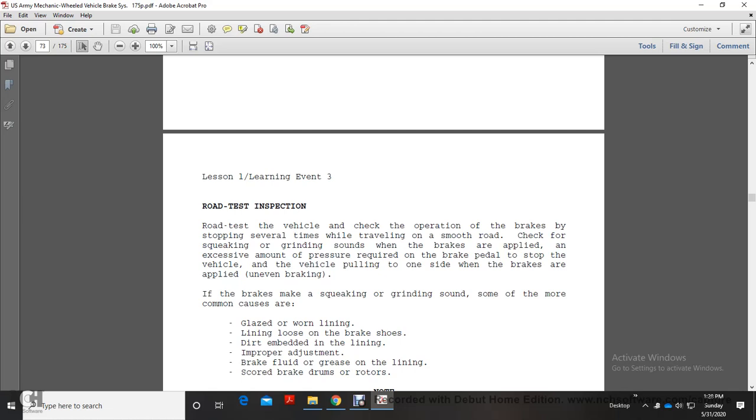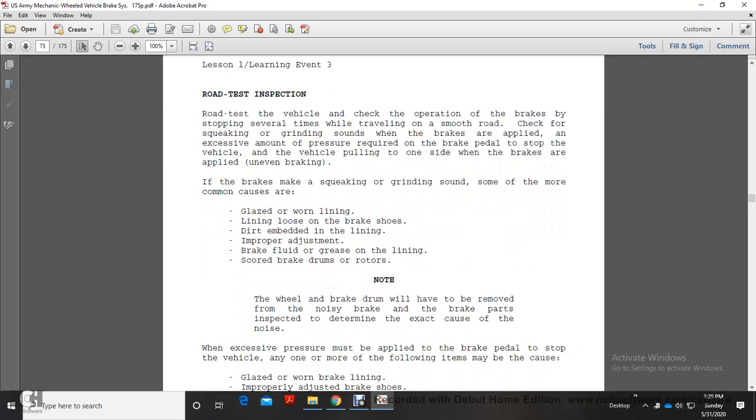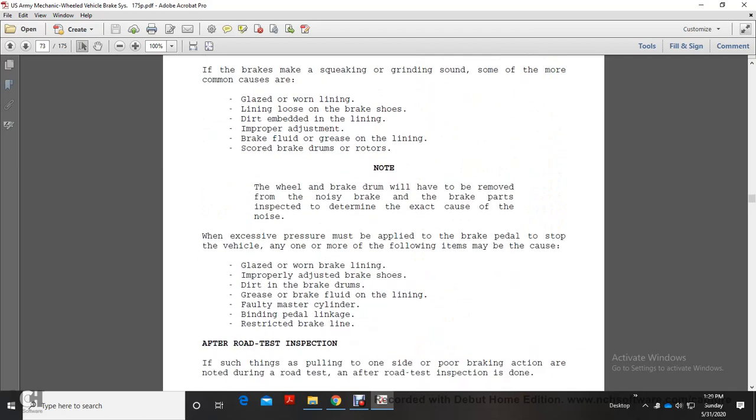If the brakes are squeaking or grinding, some of the more common causes are glazed, worn, and loose lining, loose brake shoes, dirt embedded in the lining, improper adjustment, brake fluid or grease on the lining, and scored brake drums. The wheel and brake drum will have to be removed, and inspection of the brake parts will determine the exact cause of the noise.